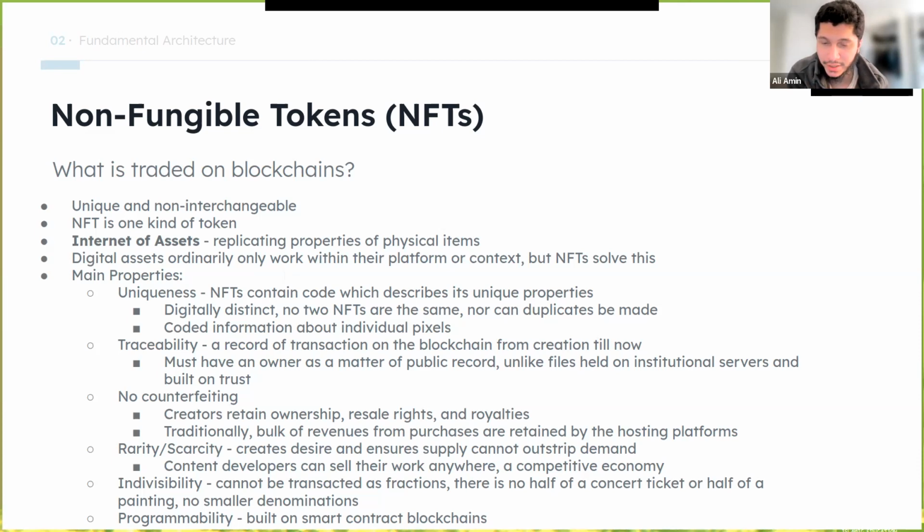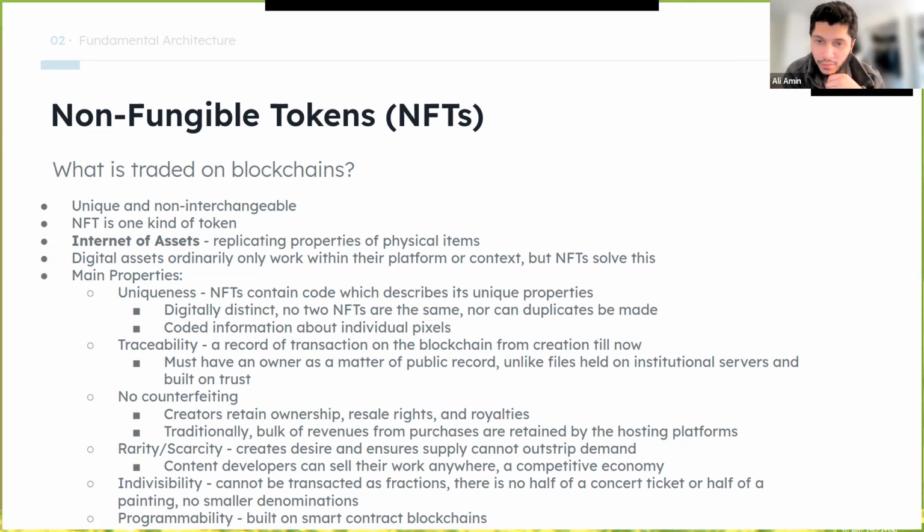Traceability: a record of transactions on the blockchain since that NFT was created until now. And every NFT has to have an owner, unlike files. A file doesn't necessarily have an owner, it can just be on somebody's server. An NFT has to have an end owner. They can't be counterfeited because they have the validation, consensus and verification process. But the creators, whoever creates it, can retain ownership in a way and even get resale rights or royalties from reselling it.